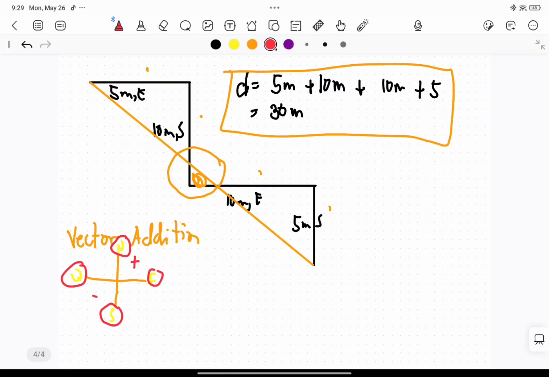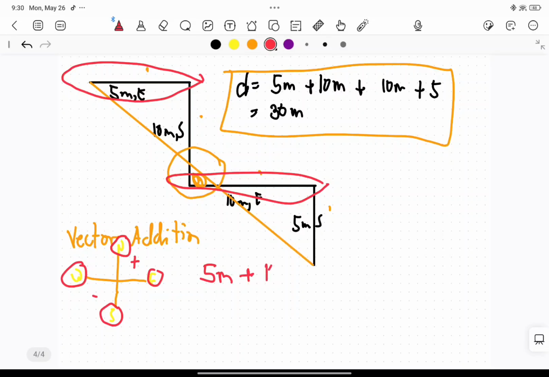Let us first combine the directions which are both horizontal, and then the ones which are both vertical. So, our horizontal directions are this and this. We're going to combine them both. We have 5 meters, and since it is east, it should be positive, right? And then another one, 10 meters, which is also positive. So we got 15 meters to the east.